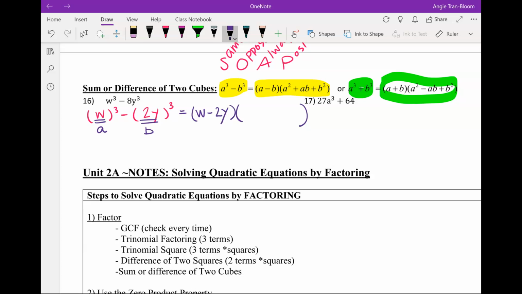What's A again, Kenzie? Oh, Kenzie's not here. Elena's not here. Sophia H is not here. Oh my goodness. The whole stack. Okay. Slater, what is A? W.